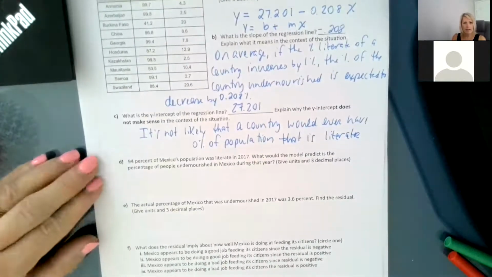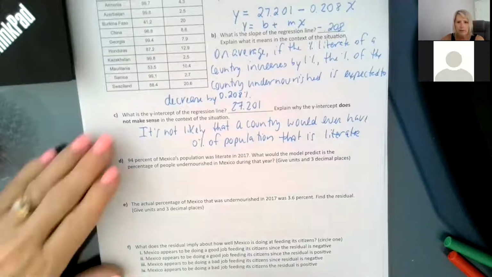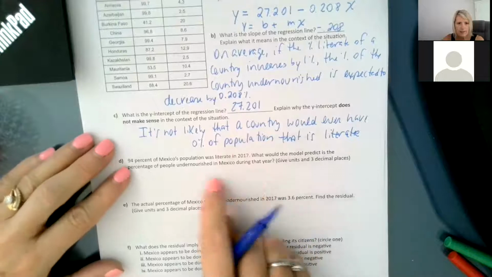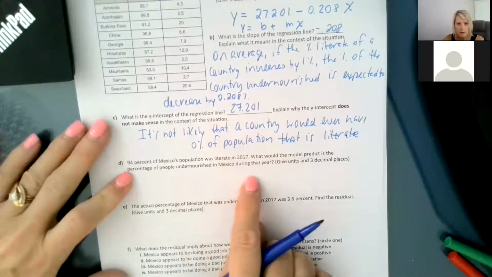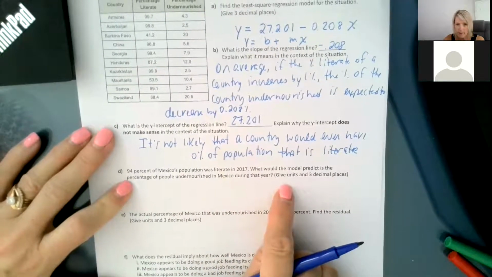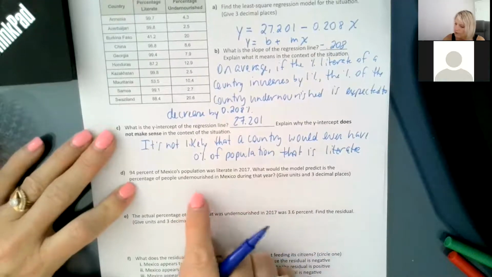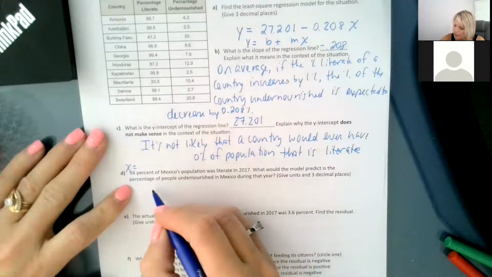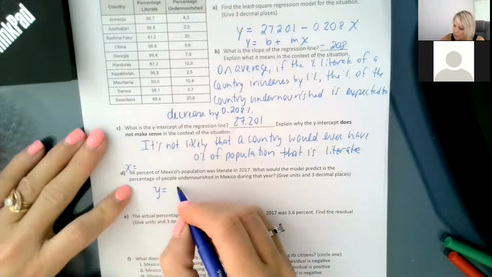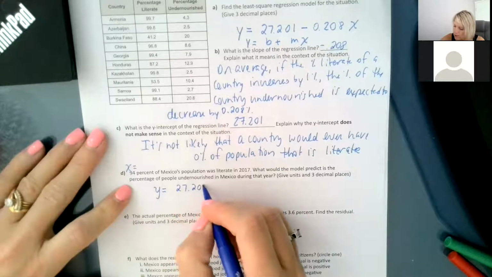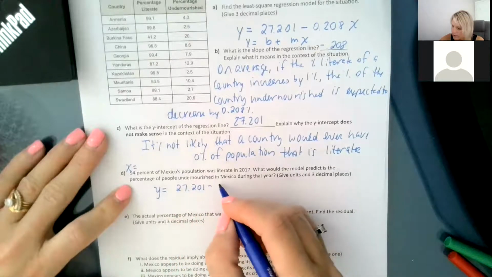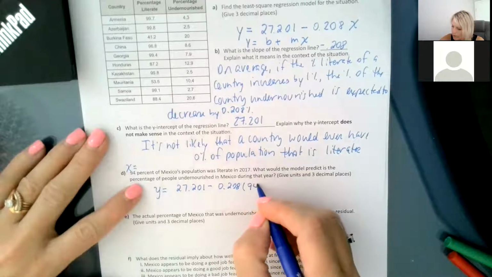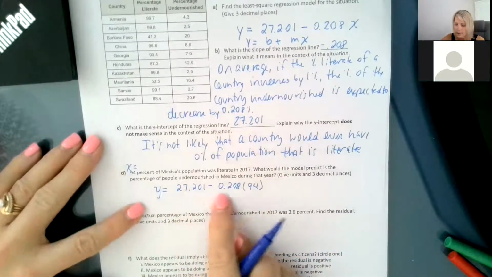Letter D says 94% of Mexico's population was literate in 2017. What would the model predict is the percentage of people undernourished in Mexico during that year? Okay, so they gave us the X value for Mexico, right? So we can say Y equals 27.201, and I'm using my equation and filling in 94 for X. I'm going to substitute this in.